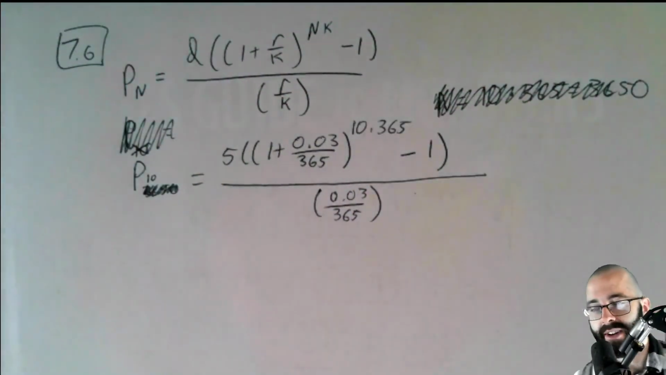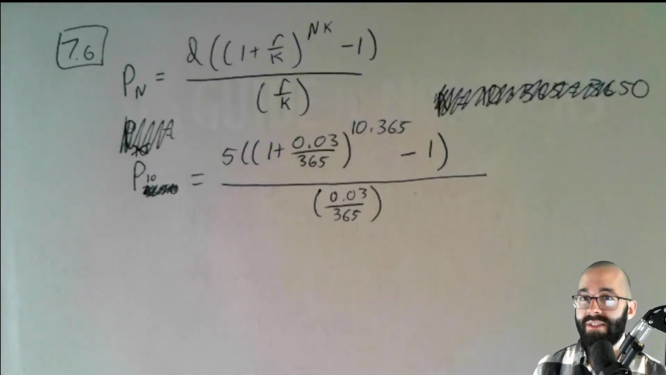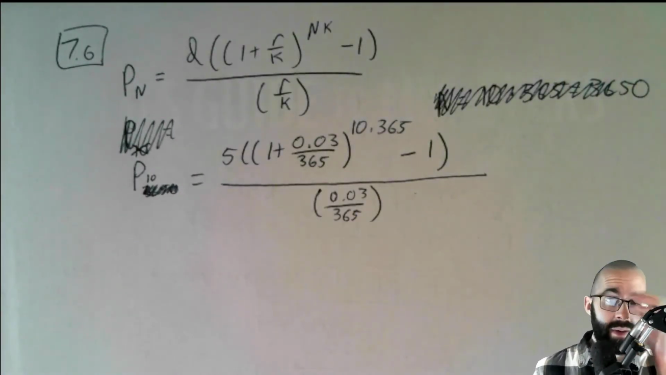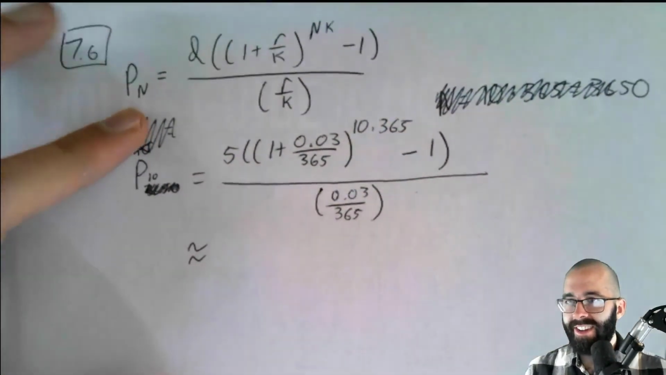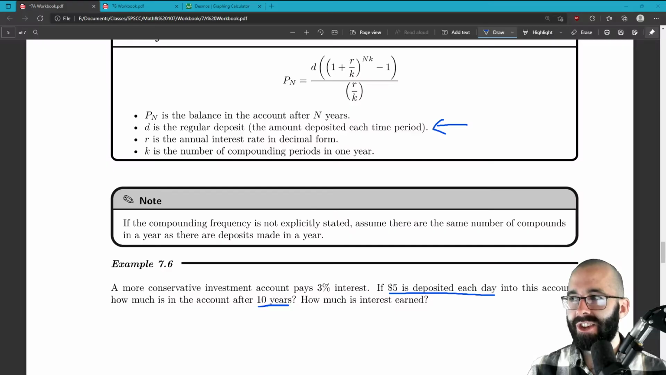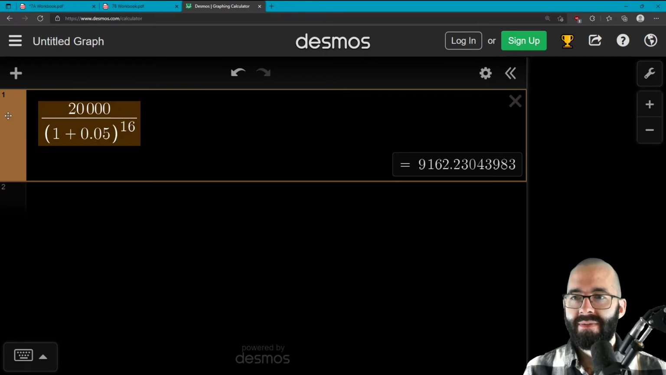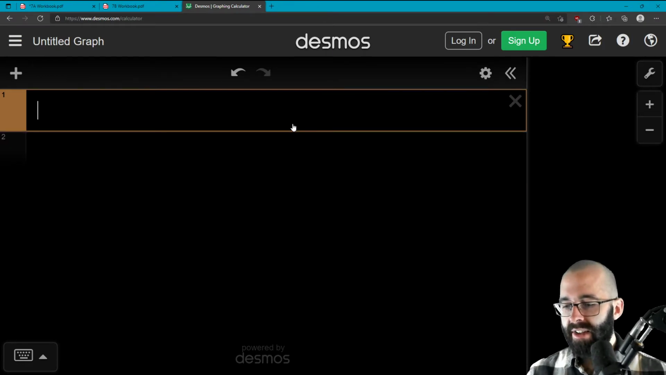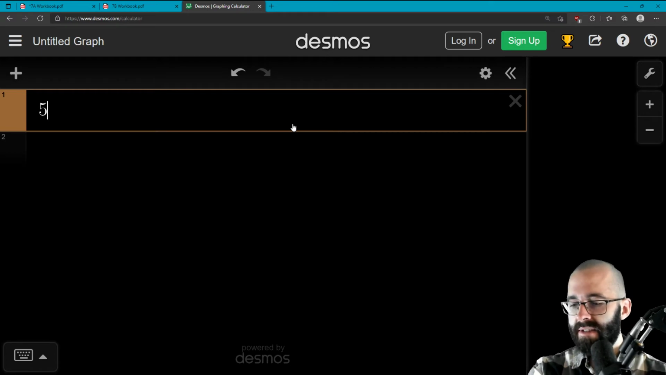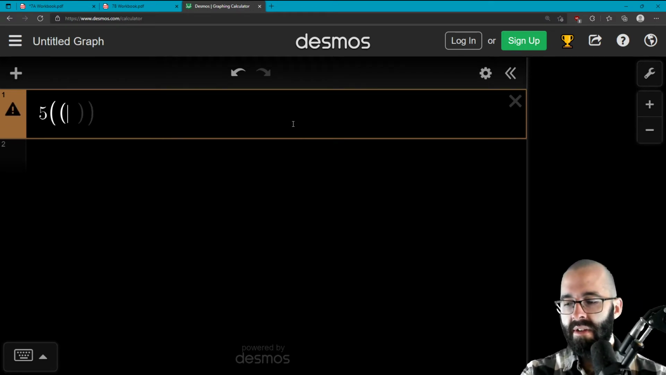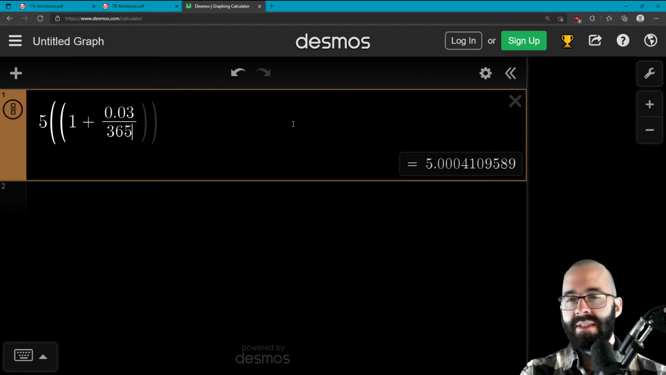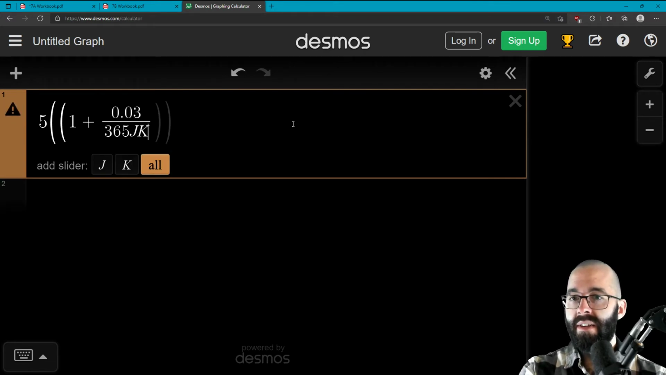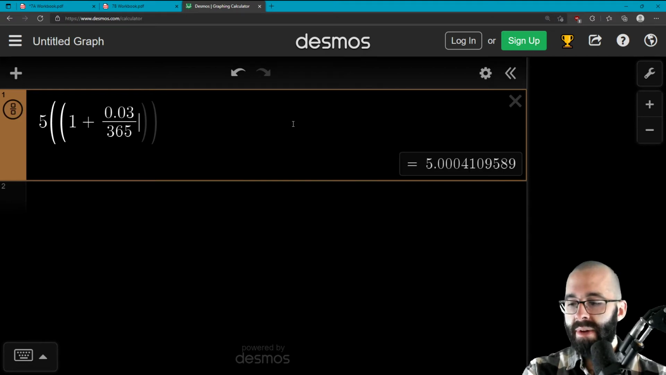And this is what needs to get typed into the calculator. This is where using something like Desmos makes it a lot easier than doing it by hand. So let's get typing. Let's see what it has to look like. So go over to Desmos, erase that, and let's just try to type it in exactly like it looks. 5 parenthesis parenthesis 1 plus 0.03 forward slash 365. Remember to get out of the denominator. We're stuck in the denominator right now. To get out of the denominator, press tab.